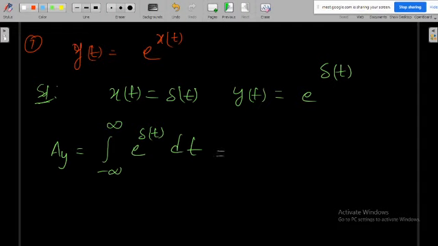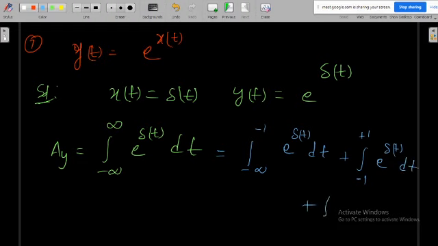So now I can split it like this: the integral from minus infinity up to minus 1 of e power delta t dt, and then from minus 1 to, say, plus 1, the integral of e power delta t dt.